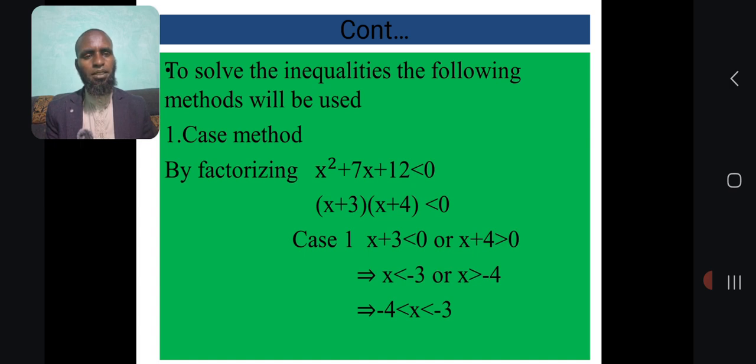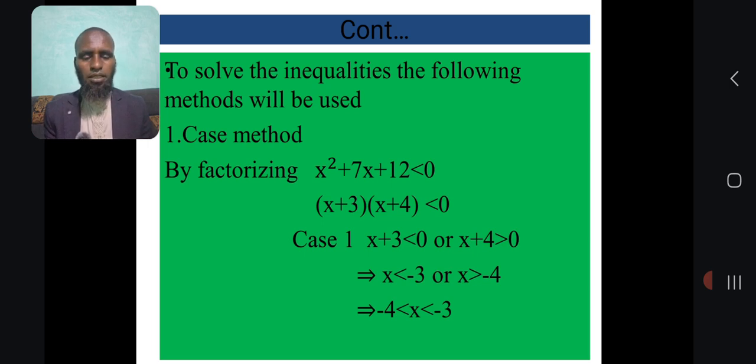In case 1, x plus 3 less than 0 and x plus 4 greater than 0, which implies that x is less than minus 3 and x is greater than minus 4. This gives the solution to be minus 4 less than x less than minus 3. This is the first case.